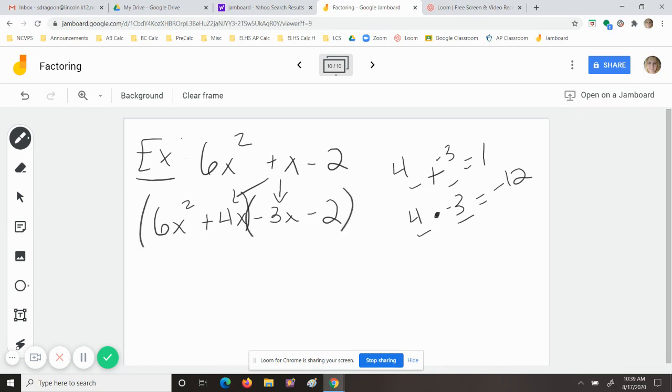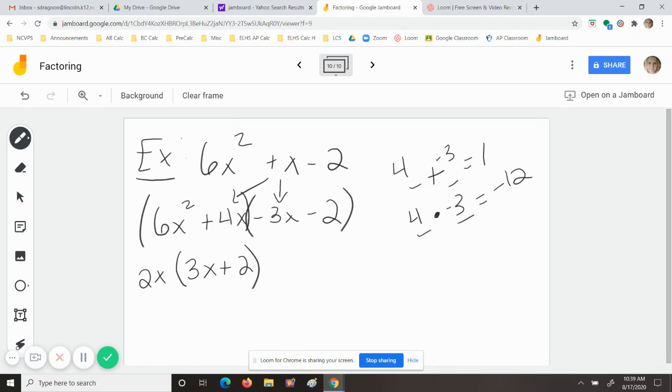Look at that first group. What can we take out of 6x squared plus 4x? They would both have a 2 and an x in common. If we divide them out, 6x squared divided by 2x leaves 3x. 4x divided by 2x leaves 2.